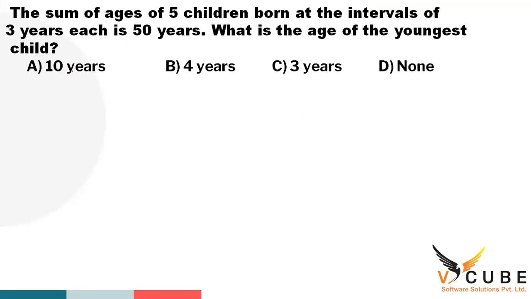The sum of ages of 5 children born at intervals of 3 years is 50 years. What is the age of the youngest child? I think it's a very, very easy question. First, read the question properly. Think generally, guys. No formulas, only the concept.